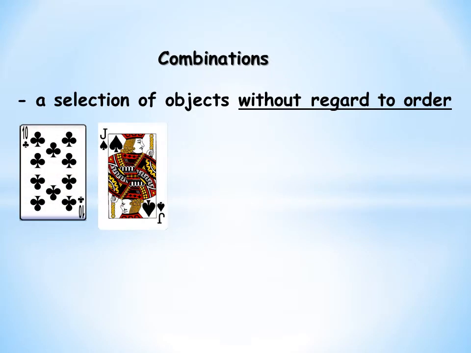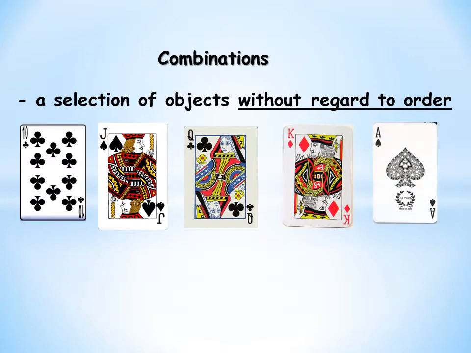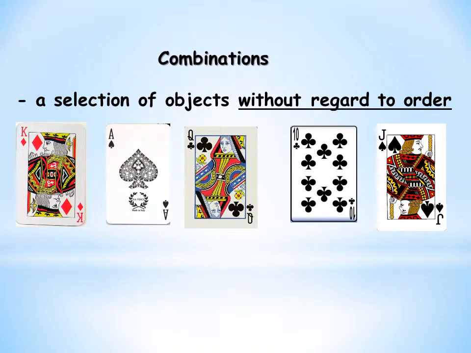For instance, if I deal you a hand of 5 different cards, those 5 cards are going to be in your hand in any number of ways. You could put them in your hand this way, or this way, or this way. The order does not matter. It's still a 5-card hand.